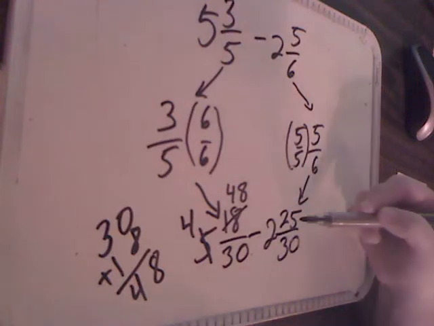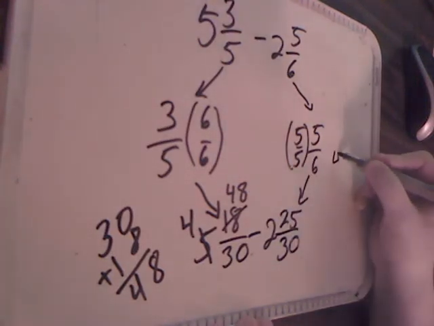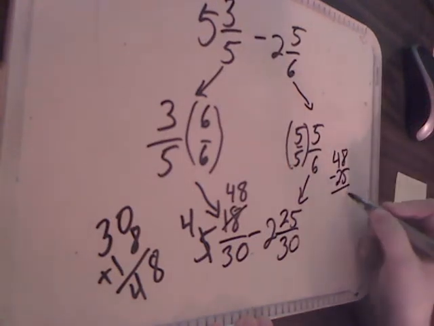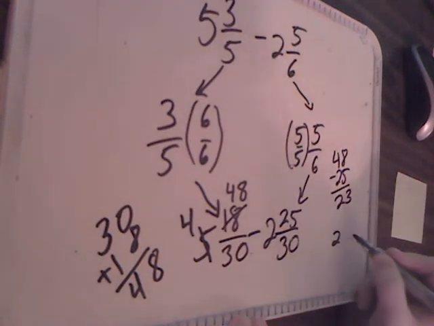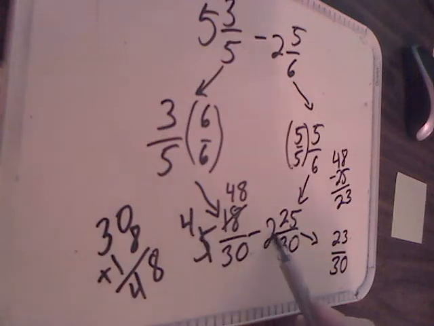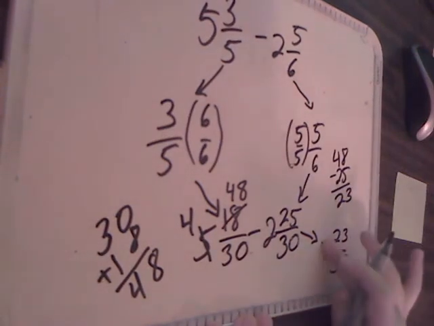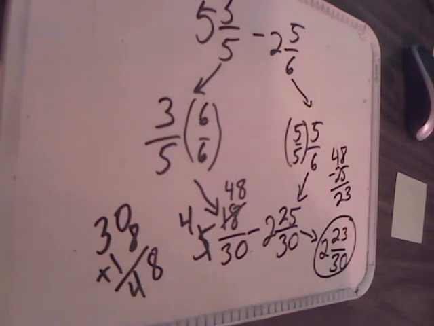Now we definitely have enough to subtract here. So we're going to do 48 minus 25. 8 minus 5 is 3. We'll come up with 23 for our numerator. You can see I'm kind of shifting over here now. 30 is still the denominator, and now we're subtracting 4 minus 2 for the whole number. And we don't get 4, we actually end up with 2 for our final answer.